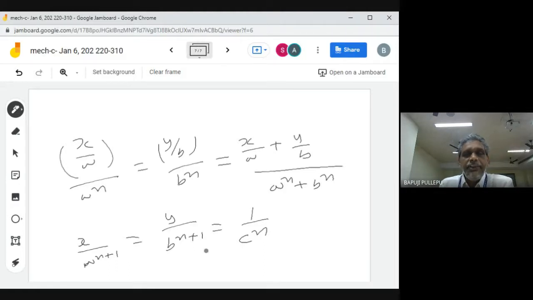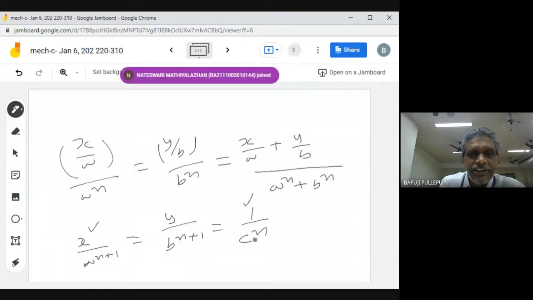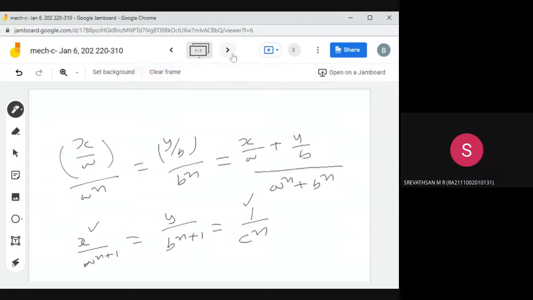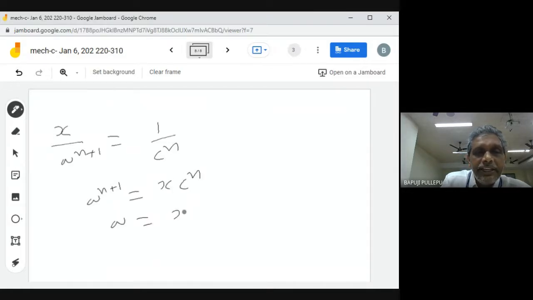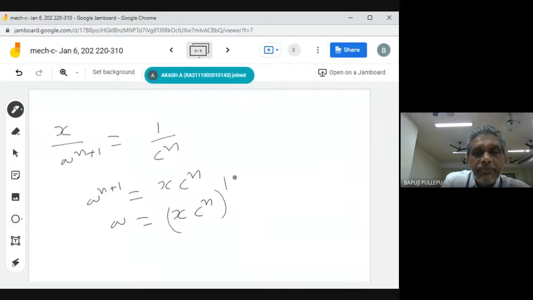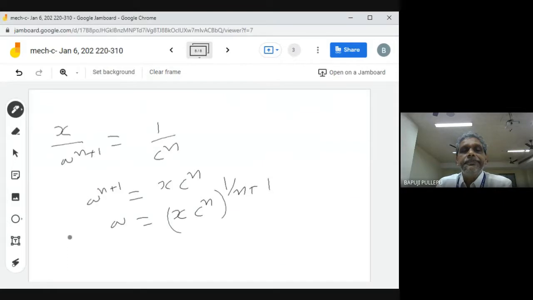Now from this, what will you write? What is a? Can you tell? (x c^n)^(1/(n+1)). Are you agree? This and this you can find out for a. These two you can equate because each ratio is equal, you know. Yes, sir. So to find this a, what will you do? x/a^(n+1) = 1/c^n, and these two I will take. From this, what is my a? a^(n+1) = x c^n. Correct? a is equal to what? (x c^n)^(1/(n+1)). Are you agree?